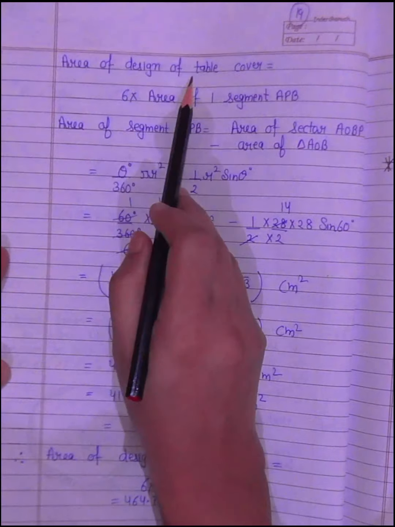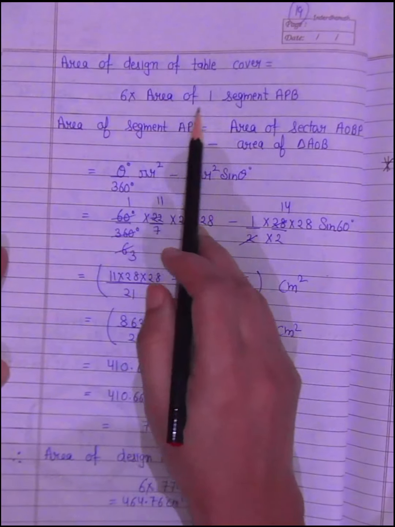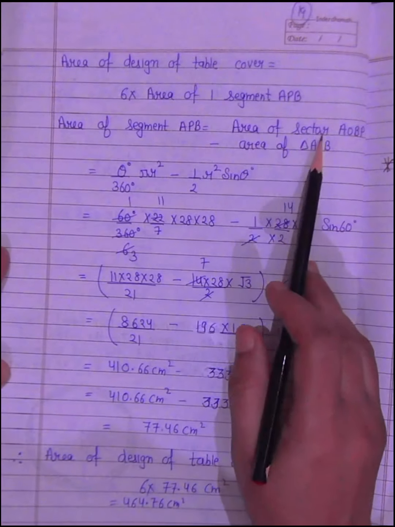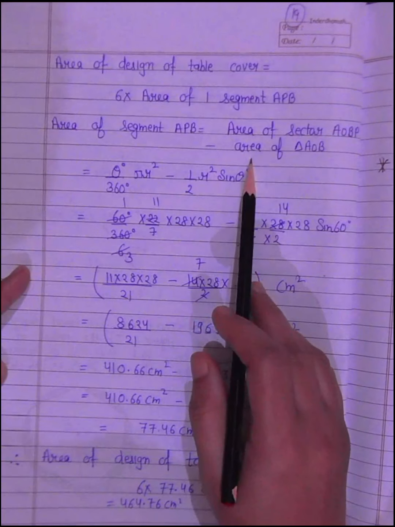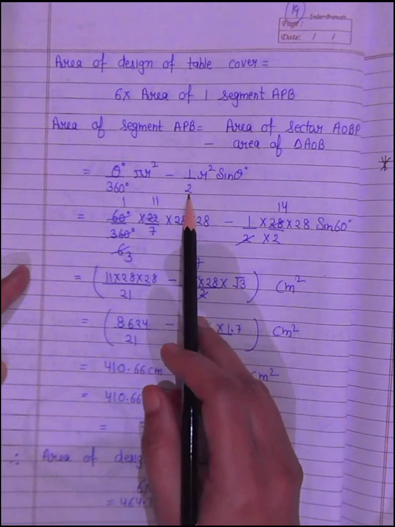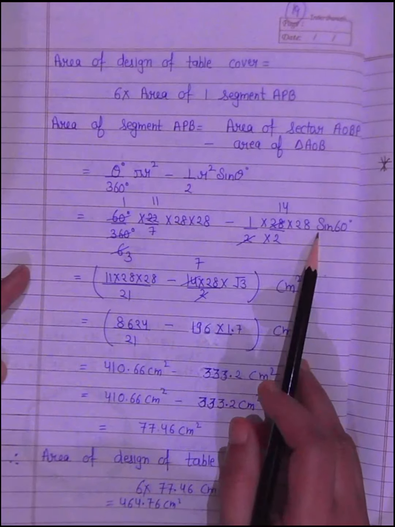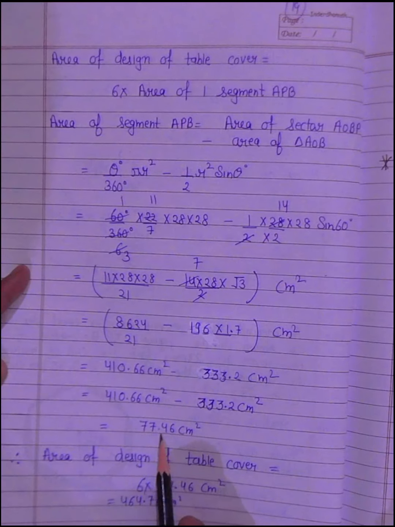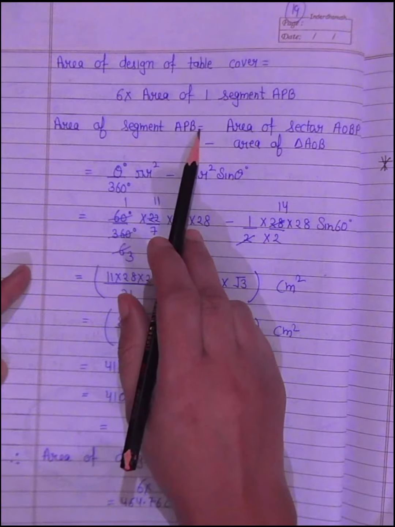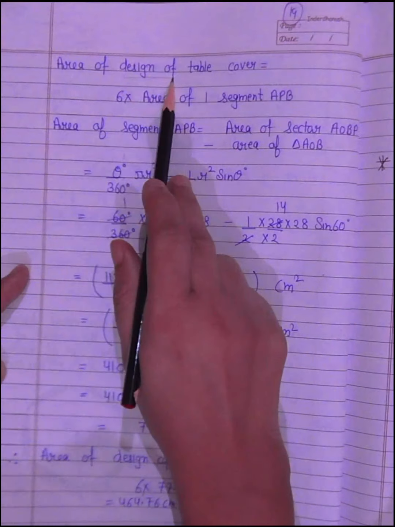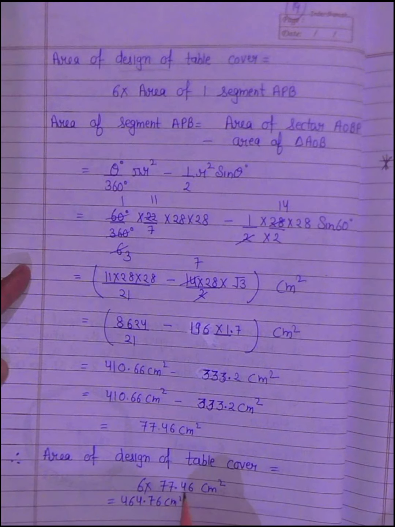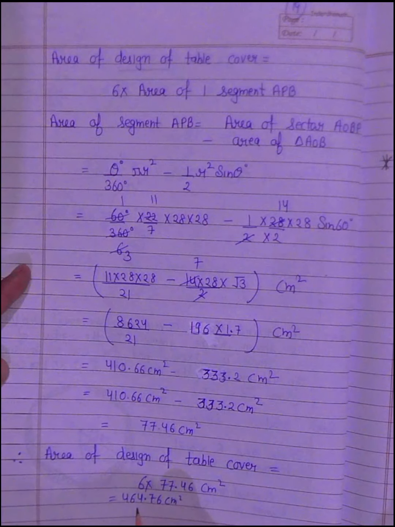So the area of the design of the table cover will be 6 into the area of one segment APB, and the area of the segment APB is equal to the area of the sector AOBP minus the area of triangle AOB. Theta by 360 into pi r square minus 1 by 2 into r square sin theta. Put the values and solve it. You will get 77.46 centimeter square. But it is the area of the segment APB. We have to find the area of the design. So the area of the design is equal to 6 into 77.46 centimeter square.